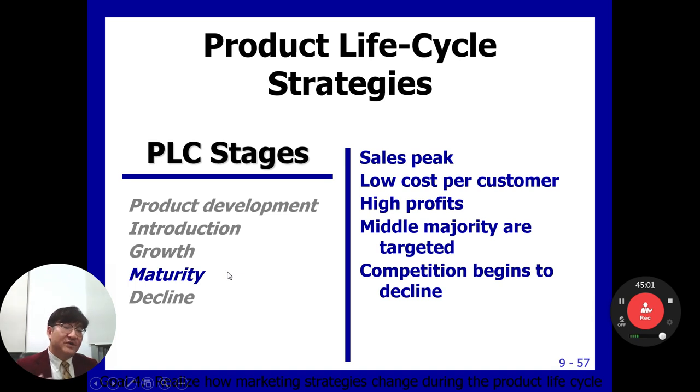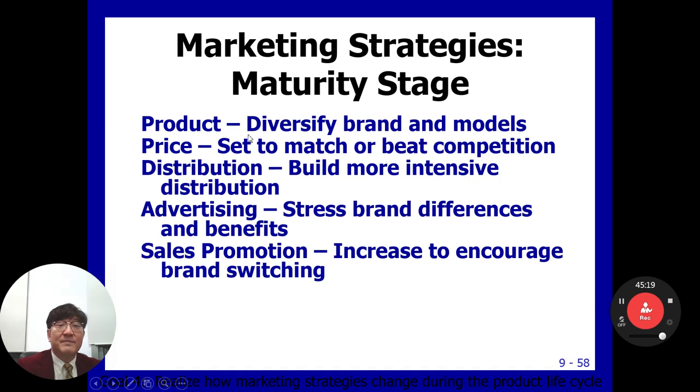Now you target the middle majority. In the maturity stage, especially the late maturity stage, the weak companies start to leave the market, so the competition begins to decline. Only the survivors stay in the market. In this stage, for product, we diversify the brand and model even more, and price is set to match or beat the competition. Competition is the key in this stage. In the distribution, build even more intensive distribution, so that everybody sells your product.